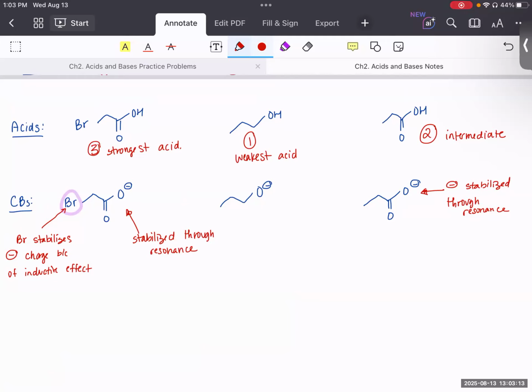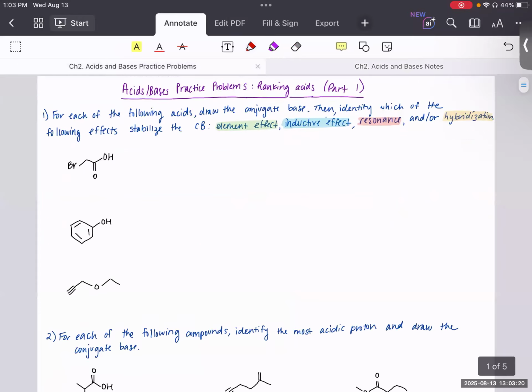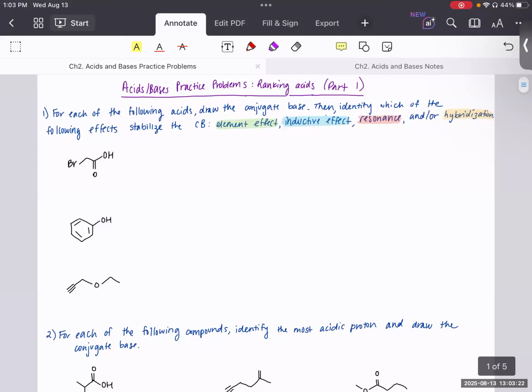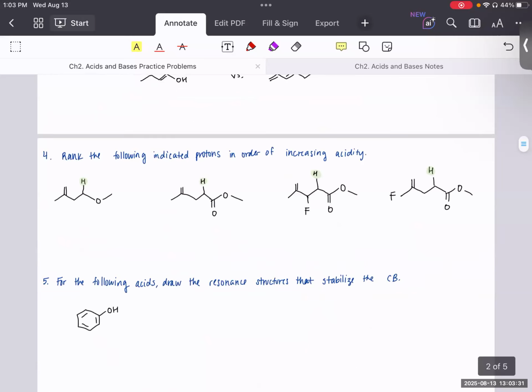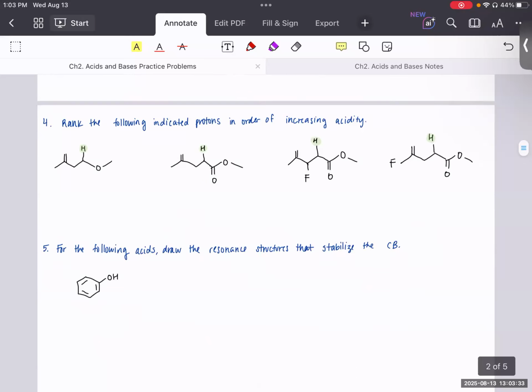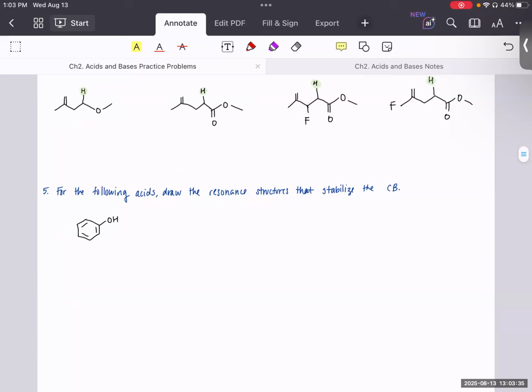All right. I'll also be posting a video that goes through acids and bases practice problems. This one, part one, will focus on ranking acids using these different effects, and then working on drawing out the conjugate bases and using those conjugate bases to rank the acidity of different acids. It also has a question about how to use resonance structures to explore how they stabilize the conjugate base.